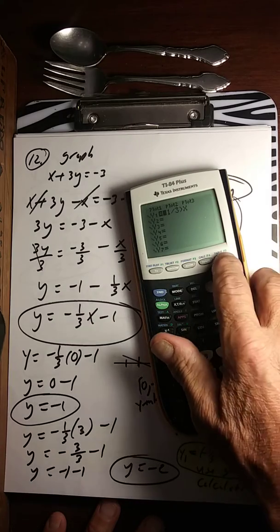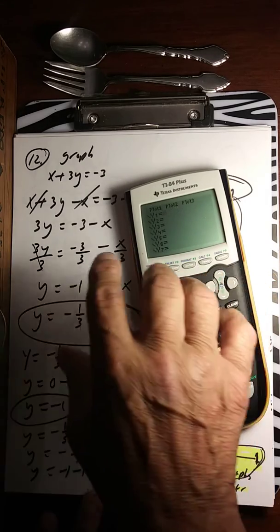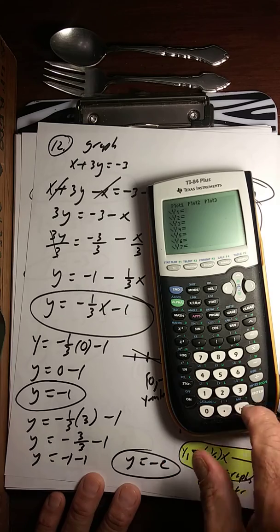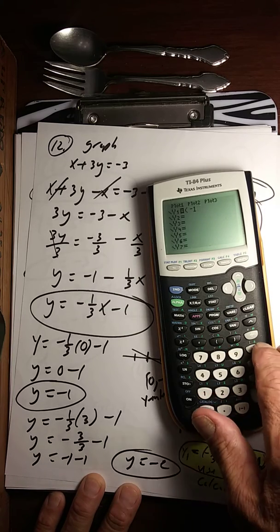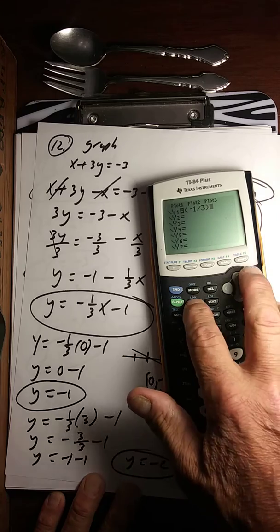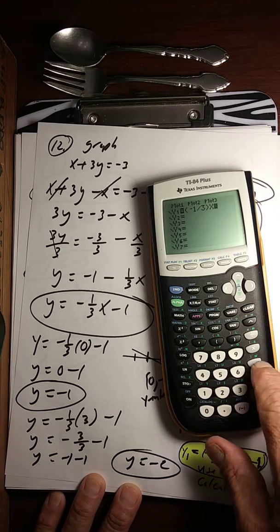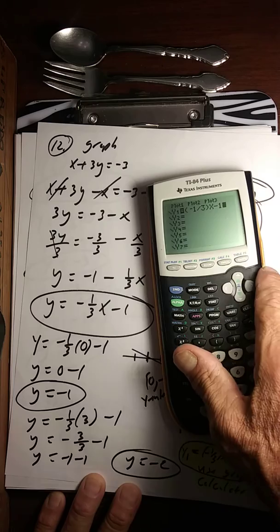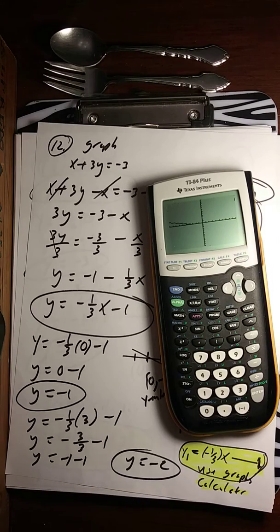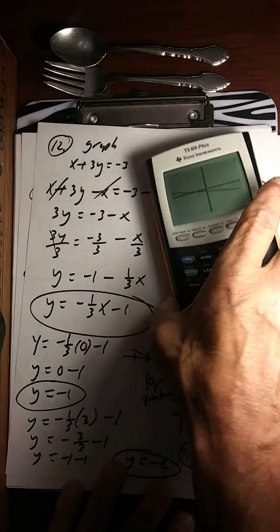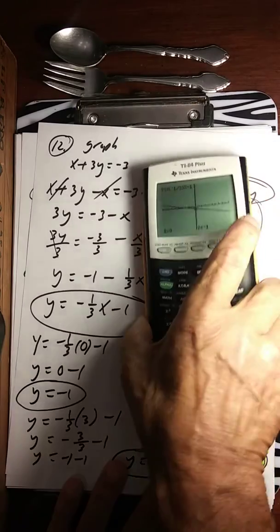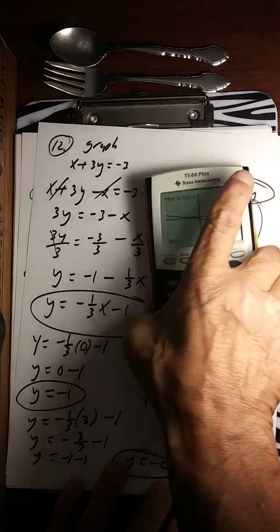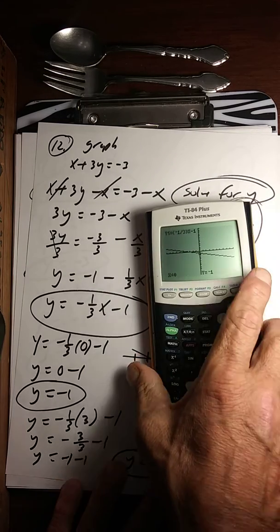Let's clear that one out. We have, what is it? -1/3 x minus 1. So parentheses -1 divided by 3, x, minus 1. Hit graph. And there's a graph right there. And we can do trace if you want to get some points in there. They match.